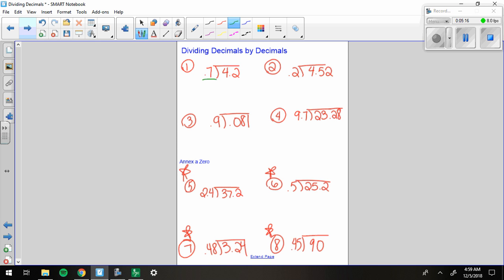So I'm going to look at my divisor first, and I have 7/10. I need to multiply 7/10 by 10 in order to make it a whole number. So 7/10 times 10 equals 7. And then 4 and 2/10 times 10, because whatever I do to my divisor, I have to do to my dividend, is 42. So my new problem is 42 divided by 7. And this is pretty simple. The 7 goes into 42 6 times. And I'm done. So my quotient is 6.